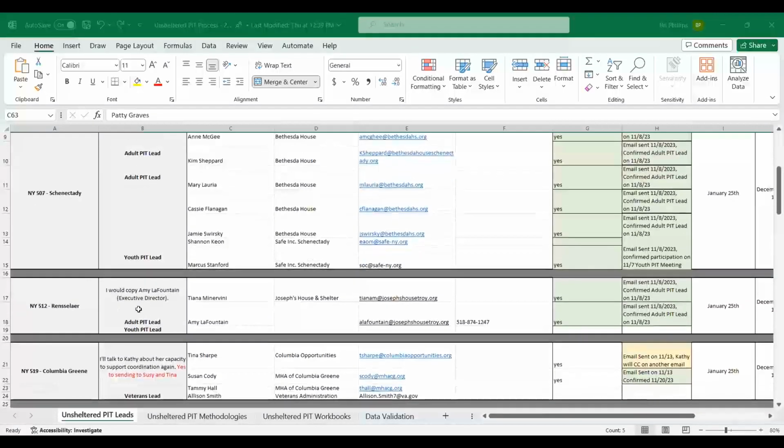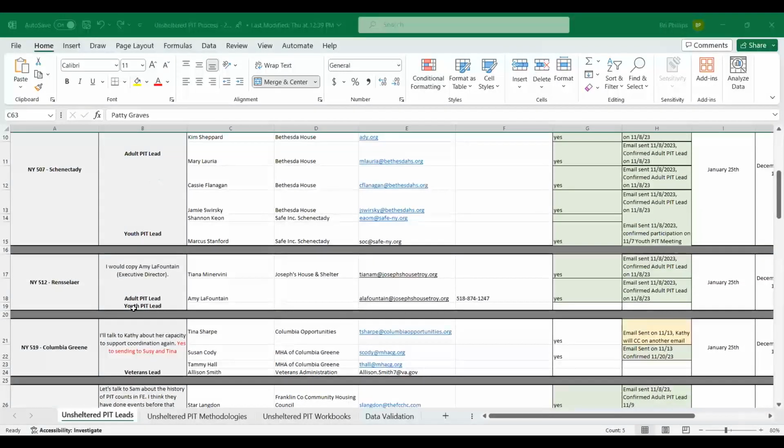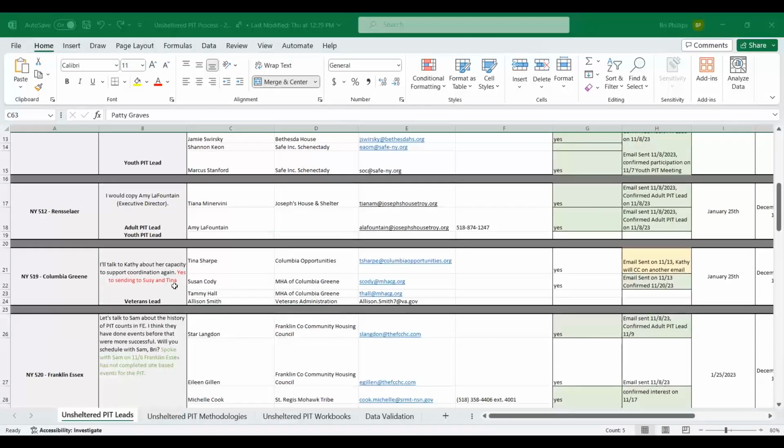We did not have anybody in Rensselaer, so if there are any agencies in Rensselaer that are interested in supporting the youth PIT lead, our interest is on that day, being able to support, whether it's at your agency or going out with Joseph's House and Shelter, to ensure that when these surveys are being conducted, there are individuals looking out for youth specifically. Is there anyone interested in supporting Rensselaer that is on this call that I may not have included?